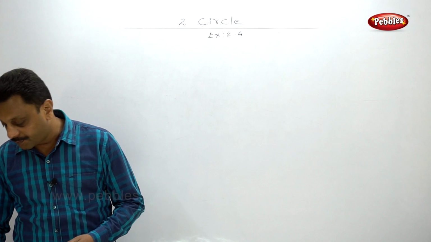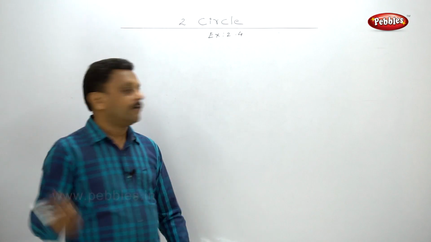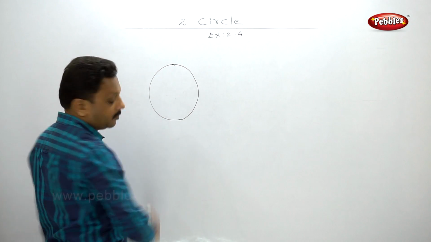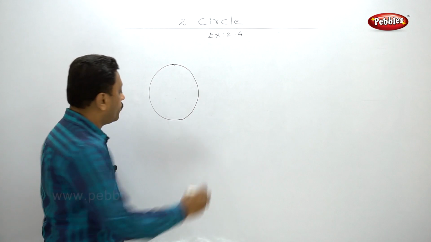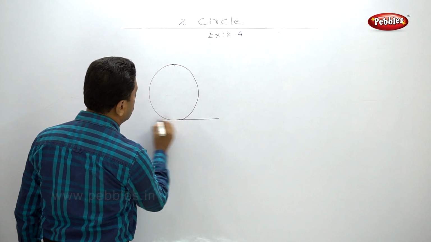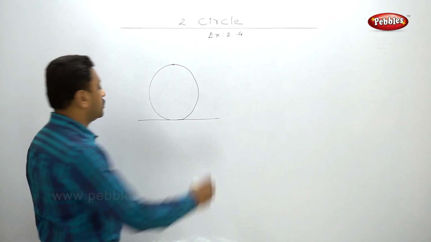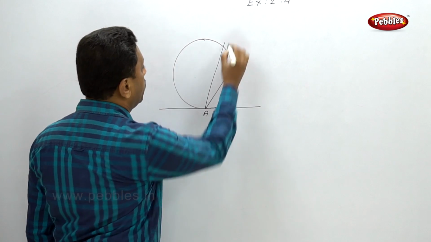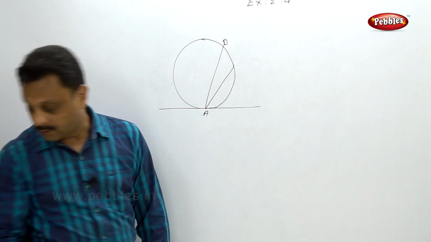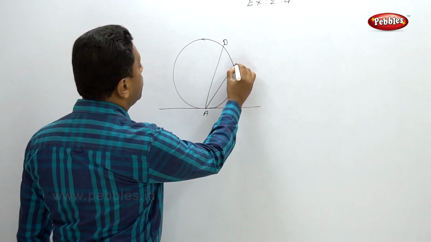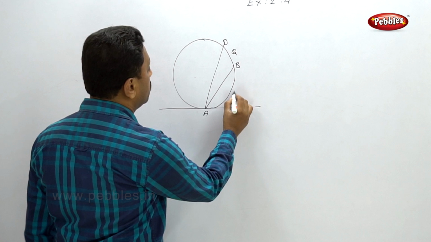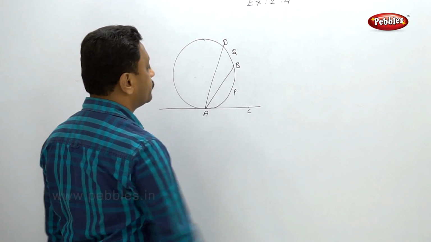The first problem of 2.4 is very easy. In the figure, a very simple figure, there is one circle, one tangent and two chords. This is A, this is D, this is B, this is Q, and this is P, and this is any angle C.